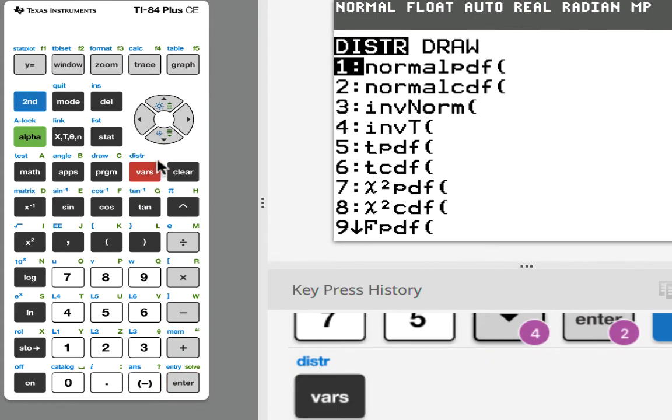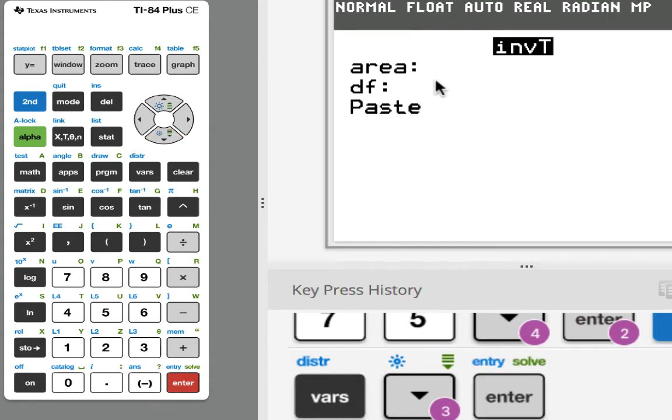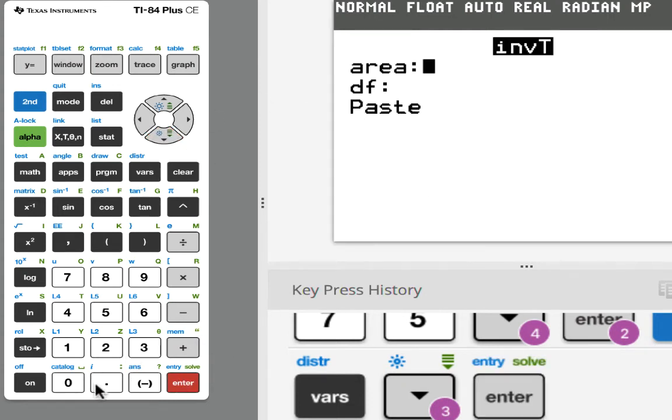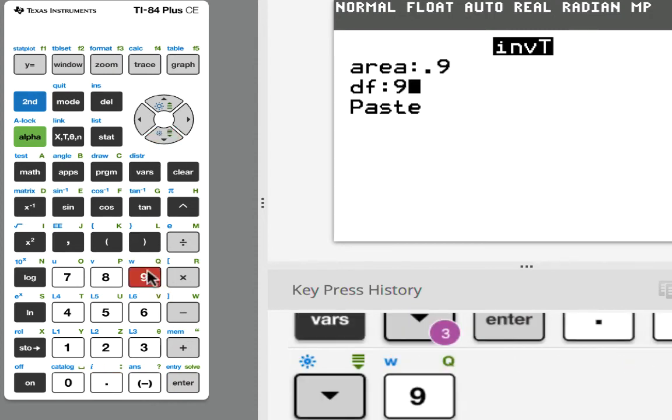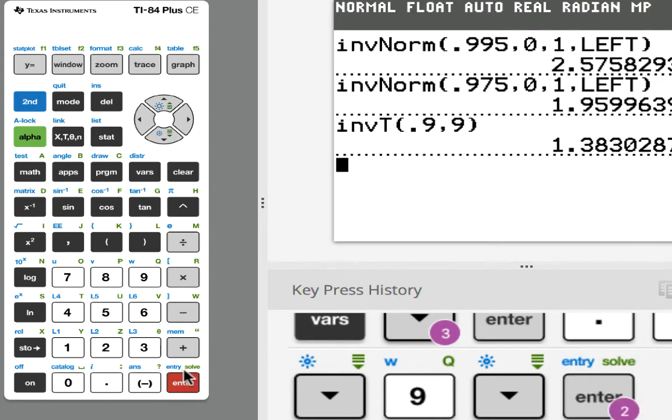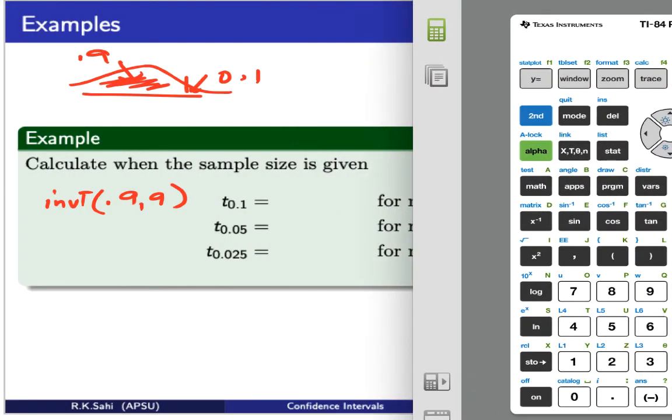Second inverse. Now you go to the number 4. Press enter. It will give me the area. How much is the area? 0.9. What's the degree of freedom? We had 9. Take the cursor to paste. Enter, enter. We get 1.38. Okay. That's the answer for this one.